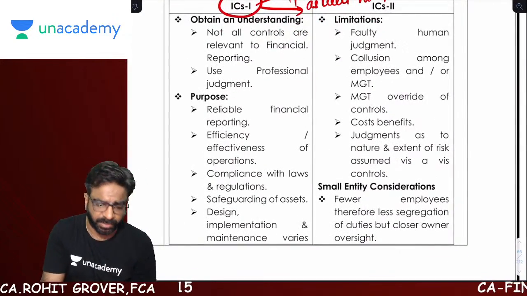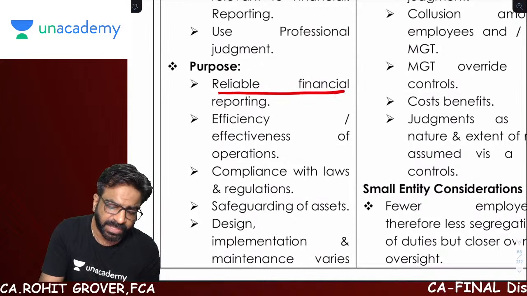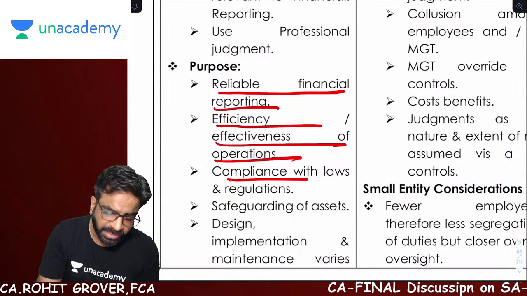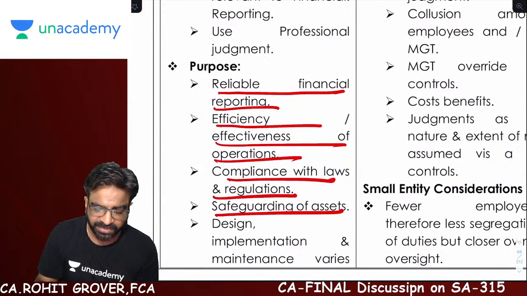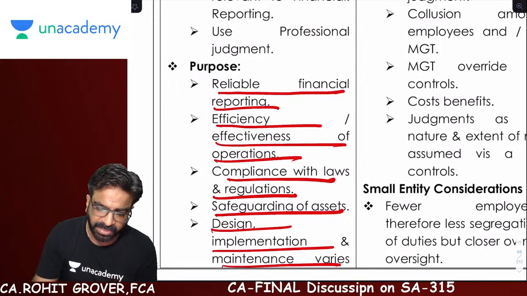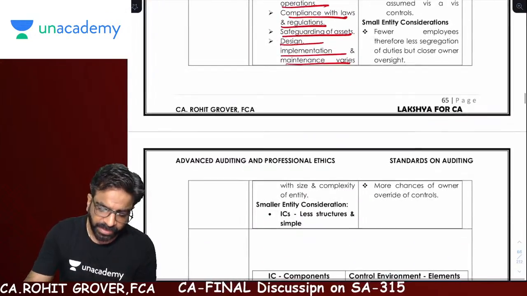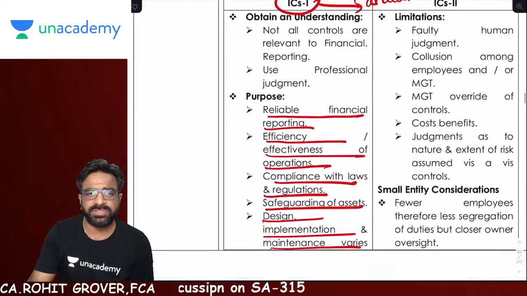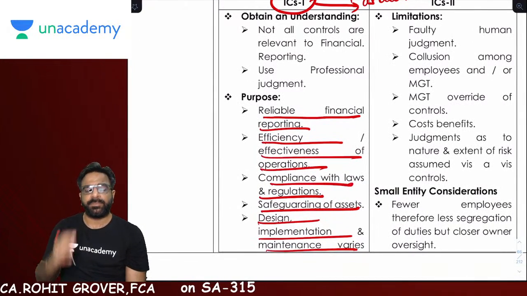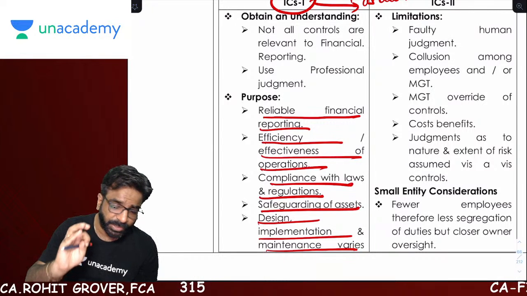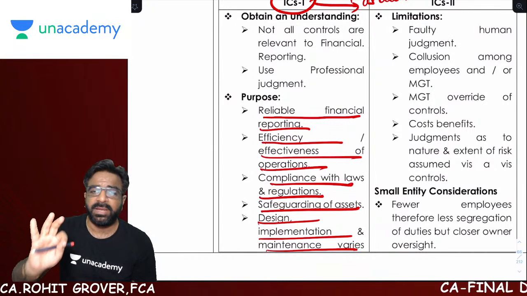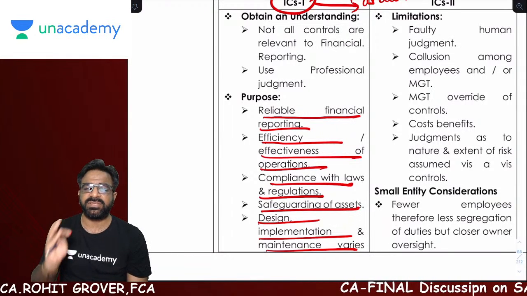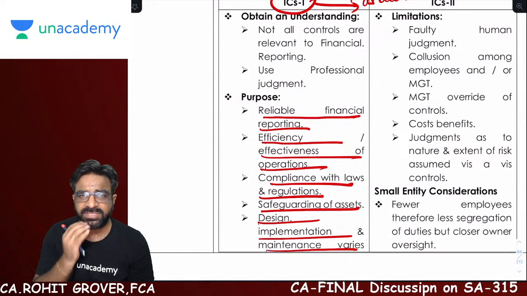Now, what is the purpose of internal control system? Purpose of internal control system is that there should be reliable financial reporting, effectiveness and efficiency of operations, the entity should comply with the laws and regulations, and proper safeguarding of assets. Design, implementation and maintenance varies with size and complexity of the entity. Did you get the point or not? So what are the objectives of the internal control system? The objectives are reliable financial reporting, effectiveness and efficiency of operations, compliance with the laws and regulations, safeguarding of assets. Design, implementation, and maintenance varies on the basis of nature and size of the entity. This is the purpose of internal control system.